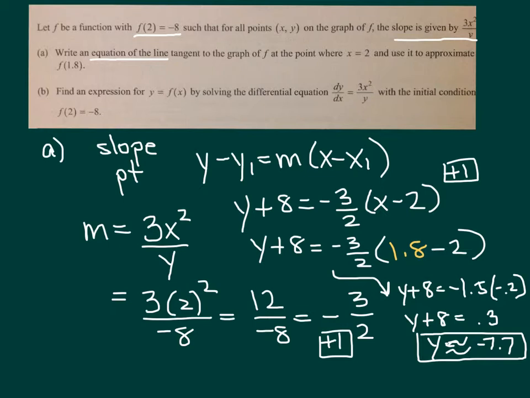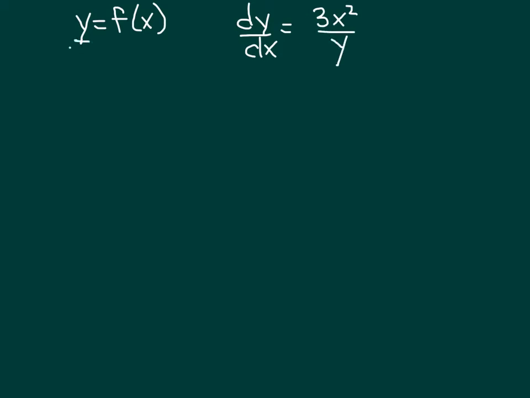Now let's answer part B. They ask us to find an expression y equals f of x. Now we're given dy over dx is equal to 3x squared over y. So they're wanting us to get y by itself. So that means, of course, we need to separate, integrate, add a c. So I'm going to multiply by the y. So I end up with y times dy equals 3x squared dx. And then I'm going to integrate, so I take the integral of both sides.